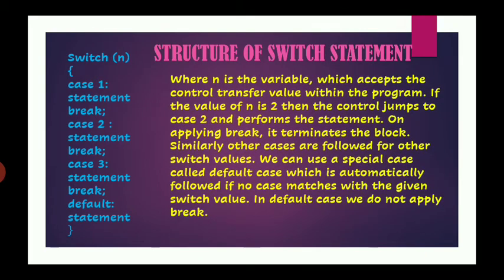So where n is the variable which accepts the control transfer value within the program. If the value of n is 2, then the control jumps to case 2 and performs the statement. So if the value of n is 2, then instead of going to case 1 or case 3 or default, it will jump to case 2 and it will display that particular statement.